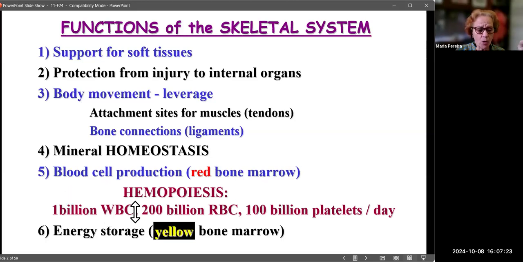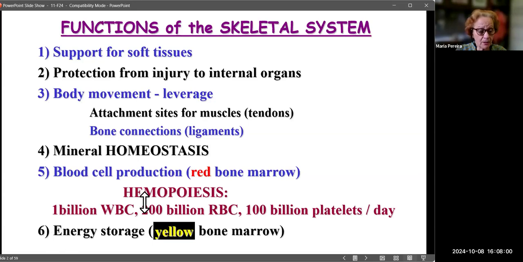So you see that we have around 1 billion white blood cells, 200 billion red blood cells, and 100 billion platelets. Now, of all of these, the red blood cells are the most stable. They're around for 120 days. The white blood cells are substituted around every 20 days, and so are the platelets. So we are continuously relying on these precursors of the different types of blood cells that are stored within the trabecula of the spongy bone.